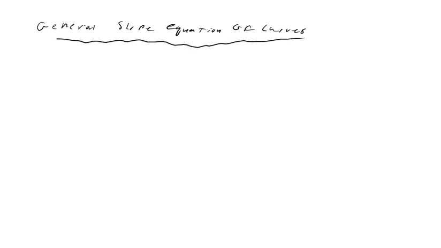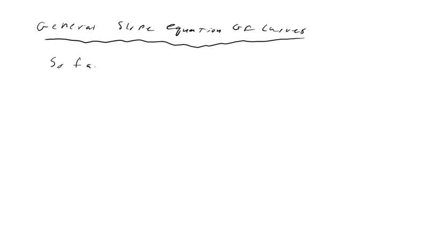So again, what we're looking for is the general slope equation. What we've done so far, this is going to be the general slope equation of curves. A general slope equation is an equation that's going to describe the slope of the curve.